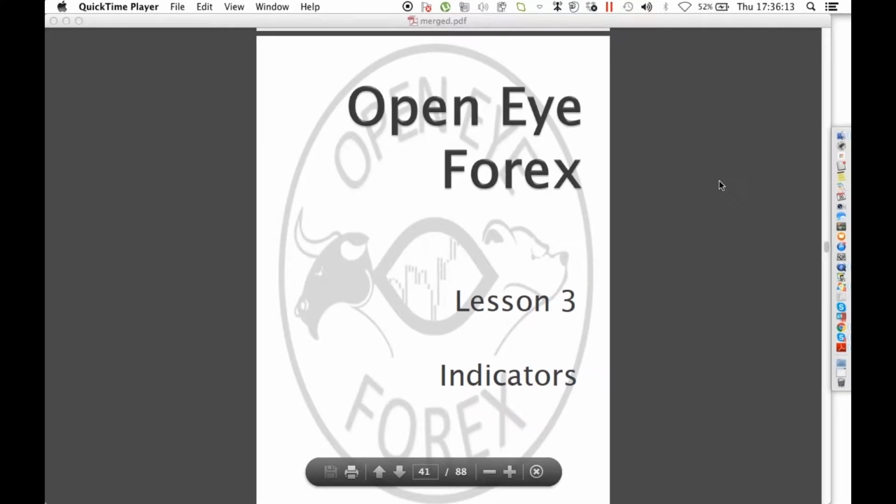Welcome to the third lesson we offer here at OpenEye Forex, and this section covers indicators. There are a lot of indicators offered in the markets and on the MT4 platform. But these indicators that we look at here are the ones that we generally use at OpenEye Forex, but you may use any other indicator that you are comfortable with.